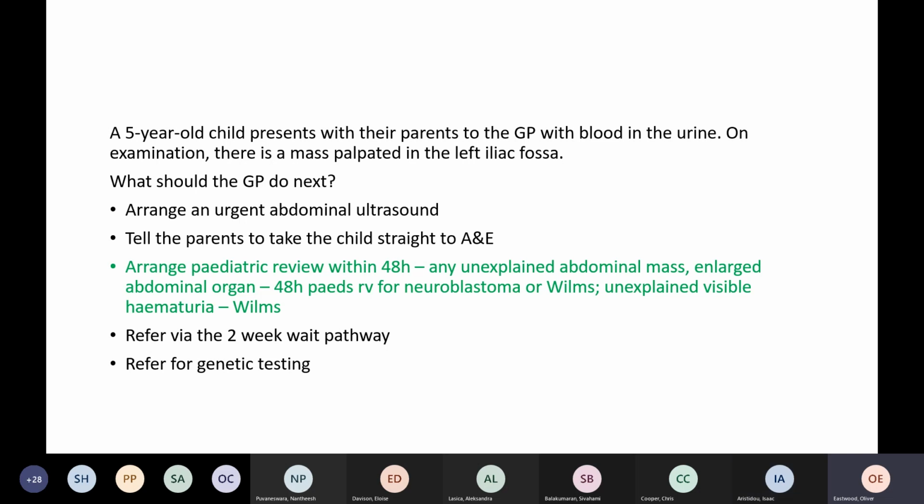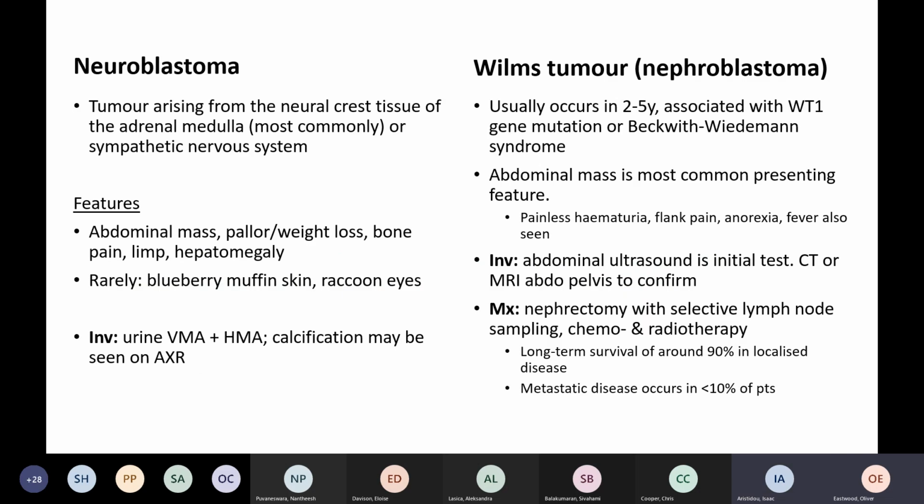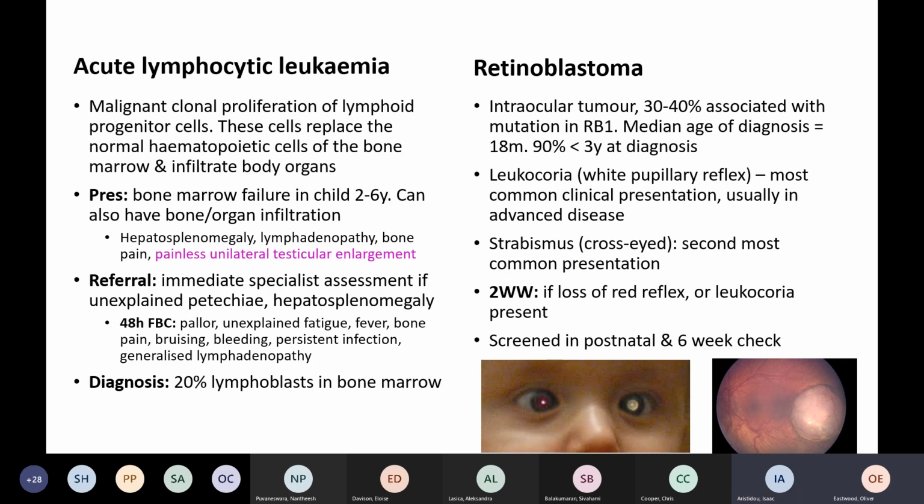Why do you wait 2 weeks for retinoblastoma but 48 hours for other childhood cancers? So again, fairly guideline-based thing. My best guess is that the loss of red reflex or leukocoria is a sign that's probably more common for cataracts, and there are other benign pathologies that can cause it. Whereas if you're looking at an abdominal mass or painless hematuria in children, that's something you really are worried about and you want to send straight to a specialist.